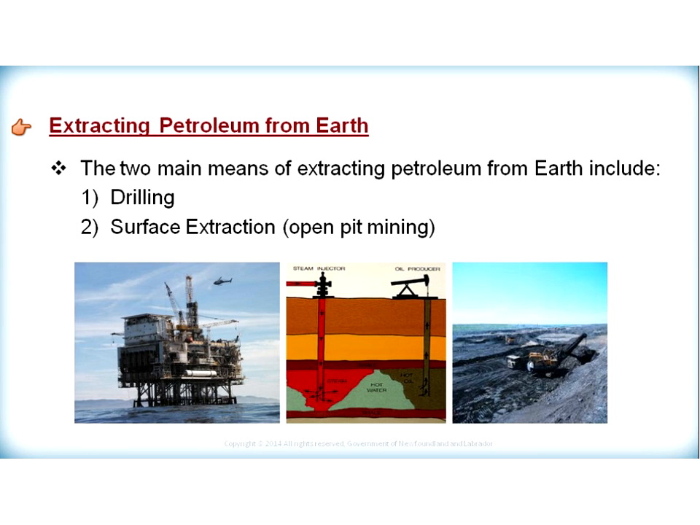When looking at extracting petroleum from the Earth, two main means of extracting petroleum from Earth can include drilling and surface extraction, which is more commonly called open pit mining. Diagrams below demonstrate what will occur during drilling within water and open pit mining on the Earth's surface.